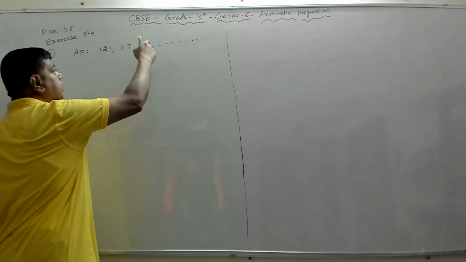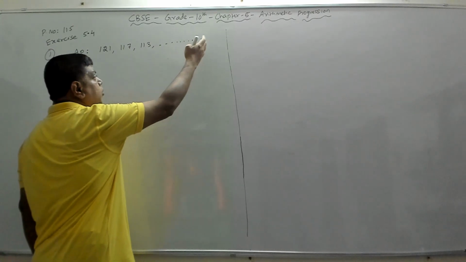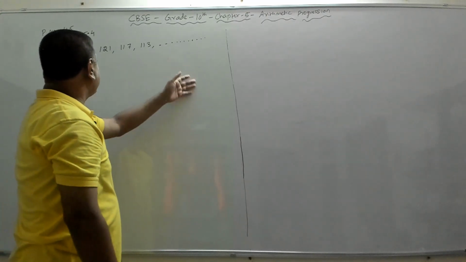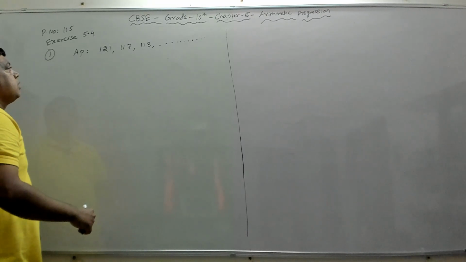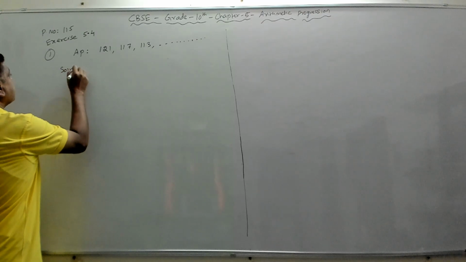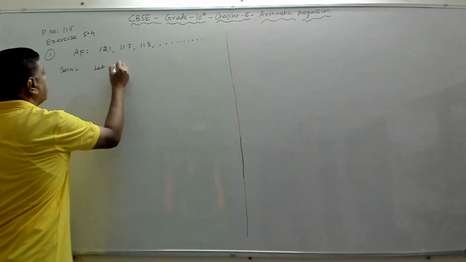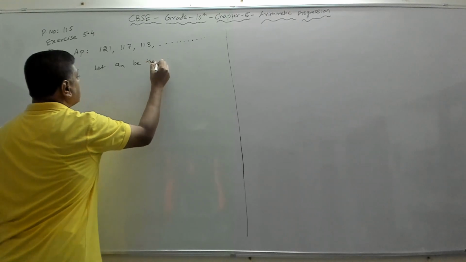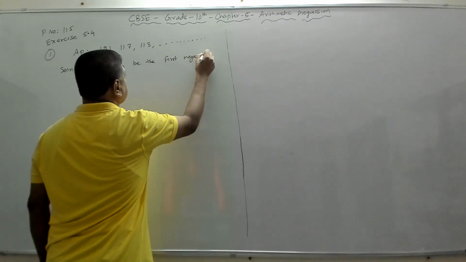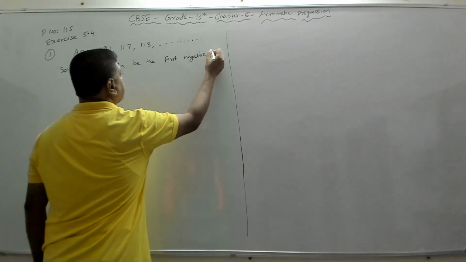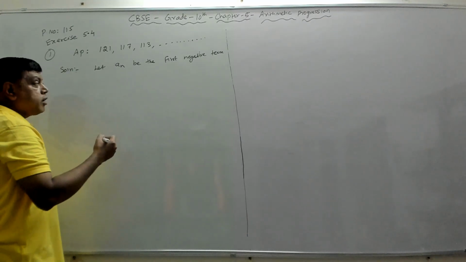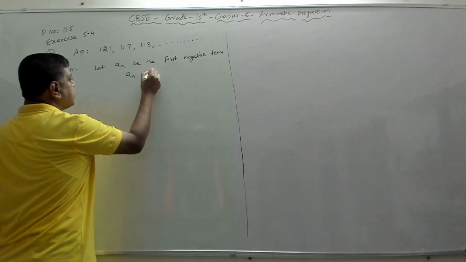If we keep on writing, obviously it is decreasing. So somewhere down the line we'll get a negative term, and we need to find which is the first negative term. So the solution is, let a_n be the first negative term of this AP. Then which means a_n is less than 0.